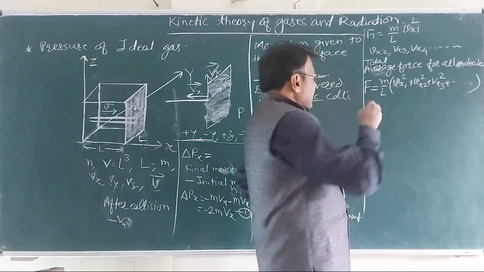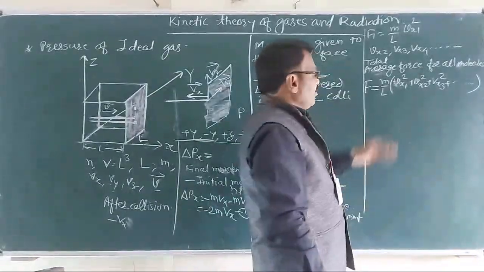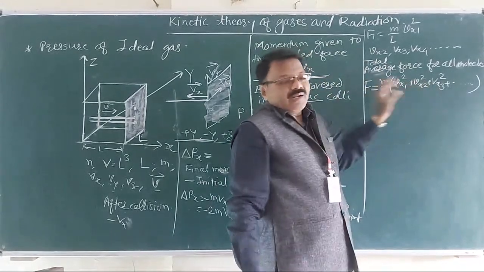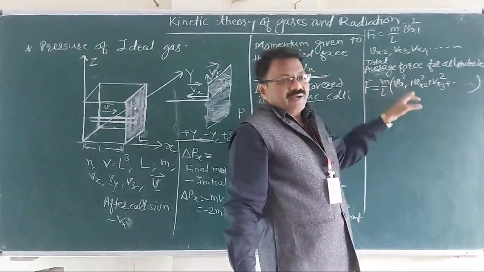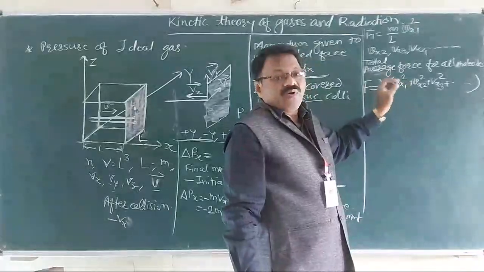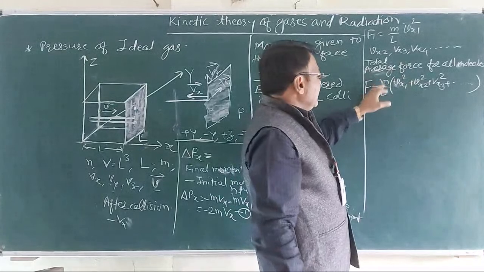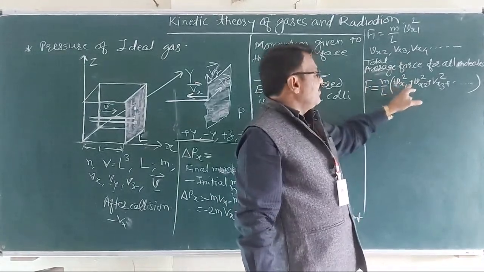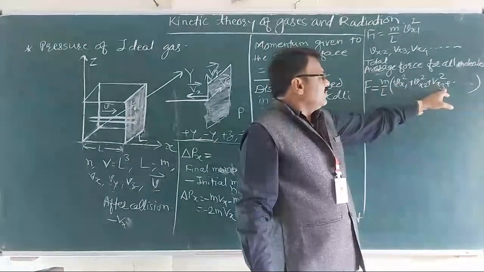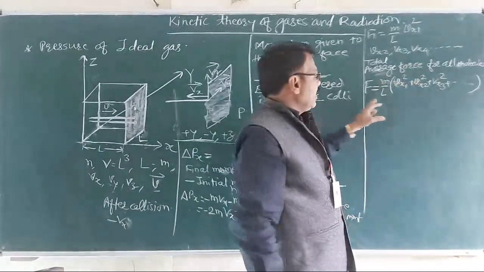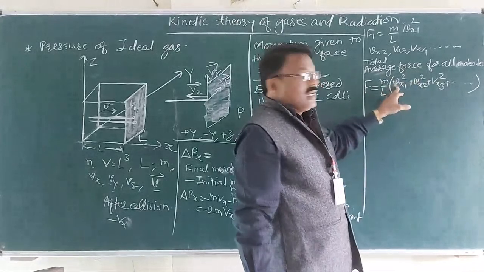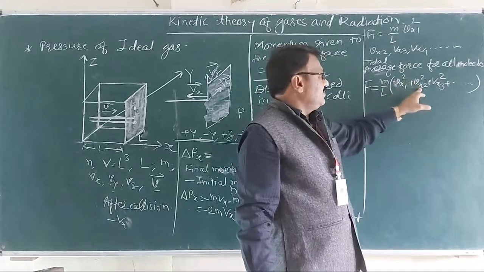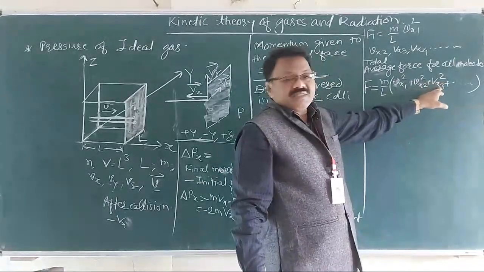Similarly, we can write the average force for the y components of the velocity, and also the force exerted by the z components of all particles. That is m by l into Vy1 square plus Vy2 square plus Vy3 square in case of y components. In case of z components, Vz1 square plus Vz2 square plus Vz3 square.